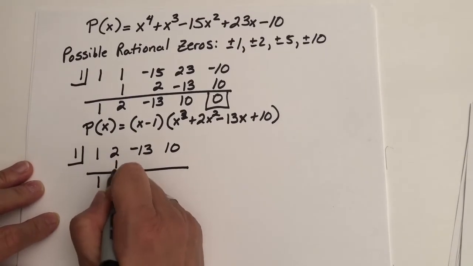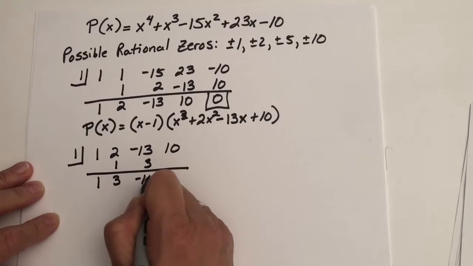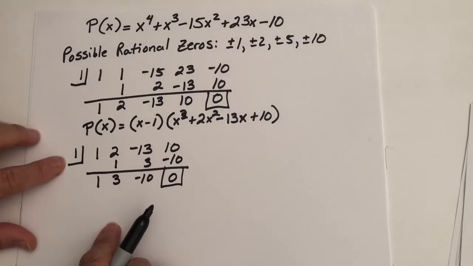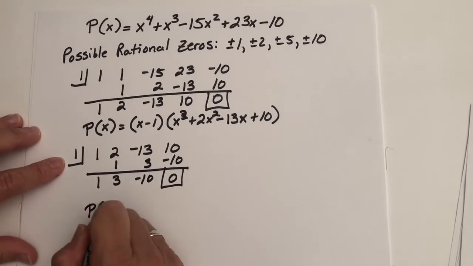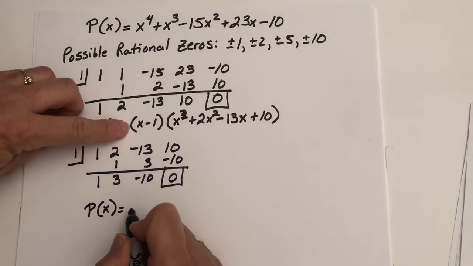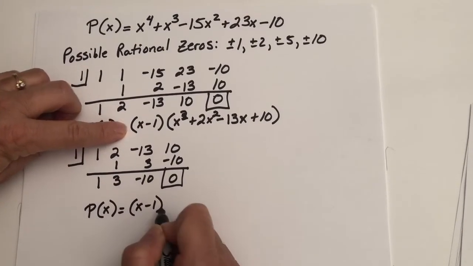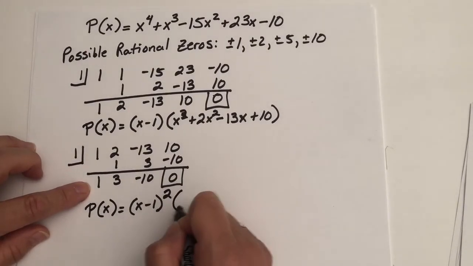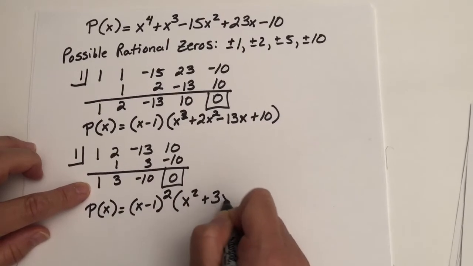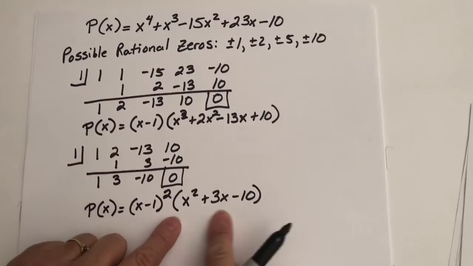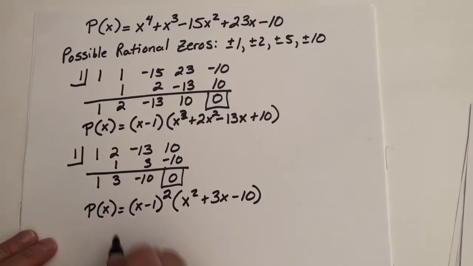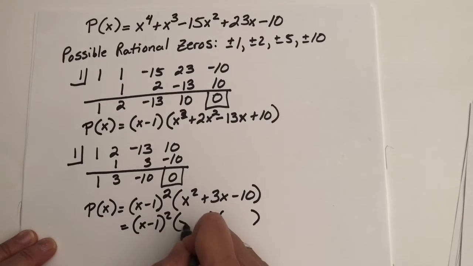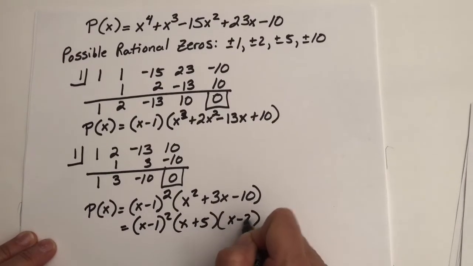And we do our synthetic division. And there's our remainder 0. So we have x minus 1 as a factor again. So we have p of x equals this x minus 1 times another x minus 1. So we'll just write x minus 1 squared times x squared plus 3x minus 10. And this one now isn't too bad to factor using our trinomial factoring strategies. And we would have x plus 5 times x minus 2.